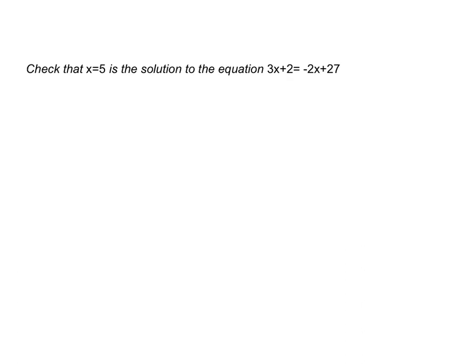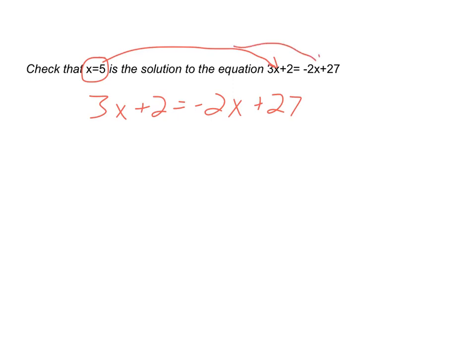So we're going to check that x equals 5 is the solution to the equation 3x plus 2 equals negative 2x plus 27. So what I'm going to do is I'm going to take 5, and wherever I see an x in the equation, I'm going to replace it with 5. So instead of 3x, I've got 3 times 5. Instead of negative 2x, I'm going to have negative 2 times 5. And what should happen is I should get the same number on both sides of the equal sign.